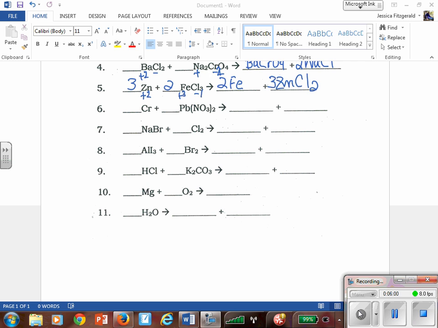Chromium is going to have a +2 charge. Lead is going to be +2 because of the fact that nitrate has a charge of -1.